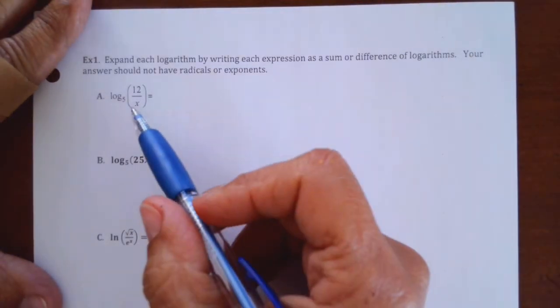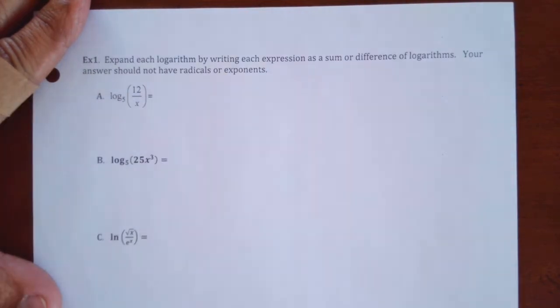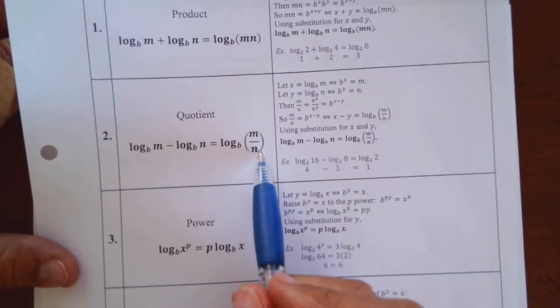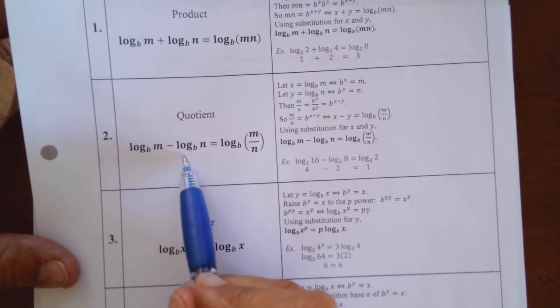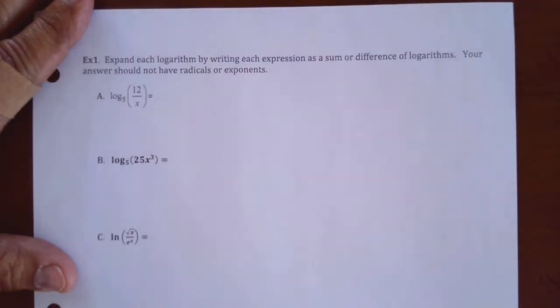All right, so let's start with A. Log base 5 of 12 divided by x. So now we're looking at it from this perspective. I'm giving you this and we're expanding to this. So we're going backwards, sort of, from the rule. Okay, so we want to expand.